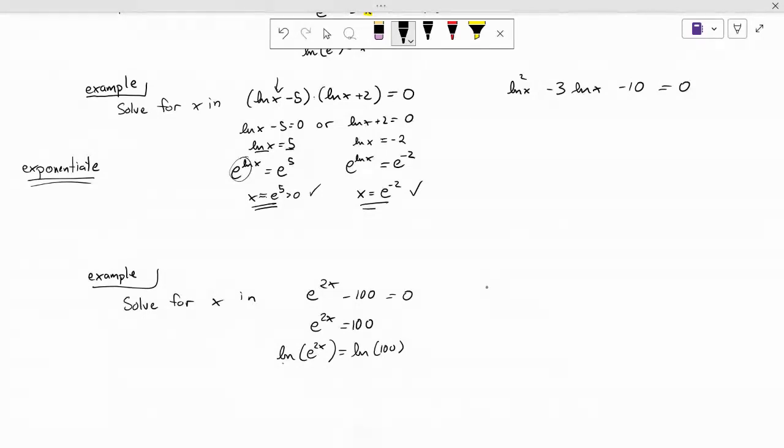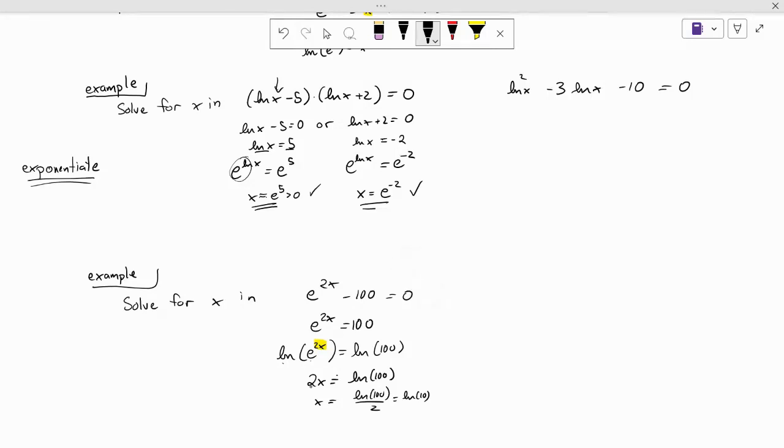So yeah, log of e to something always just returns the argument. So 2x equals log of 100. Therefore, x must be log of 100 divided by 2, which, by the way, is the same as natural log of 10. Okay. All right.